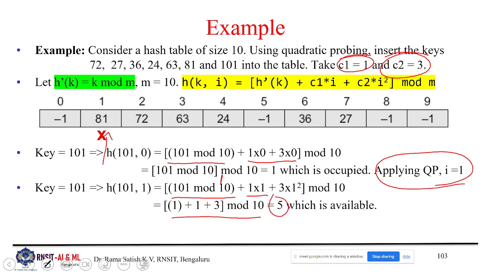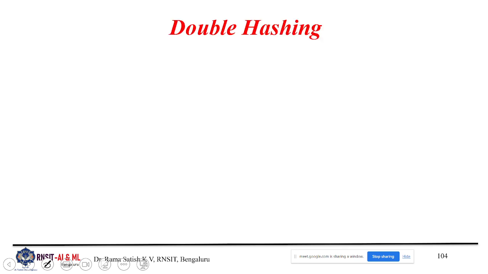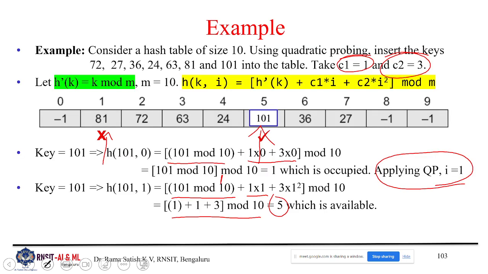So look at position 5. Yes, it is available. You can store it. That is the technique that is followed here. If even that is occupied, then the i value gets incremented to 2, and you apply this 2 here, i into 2 squared, and finally calculate it. That's the concept you should understand and learn.